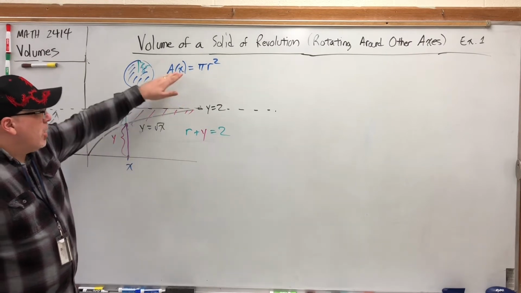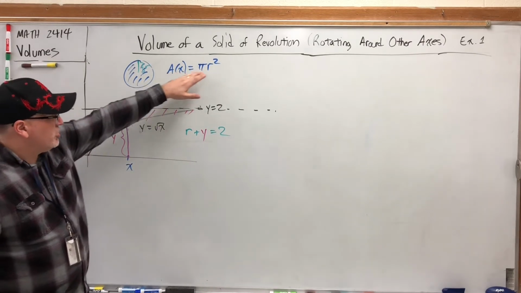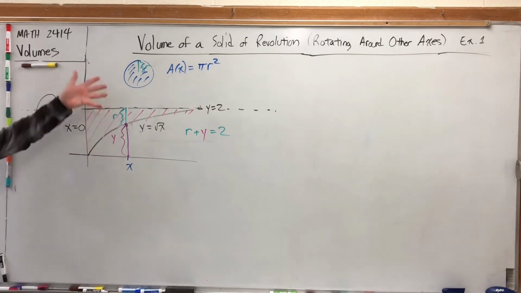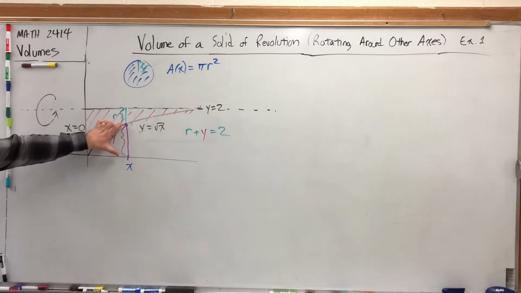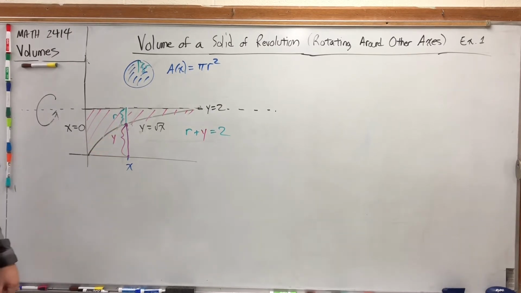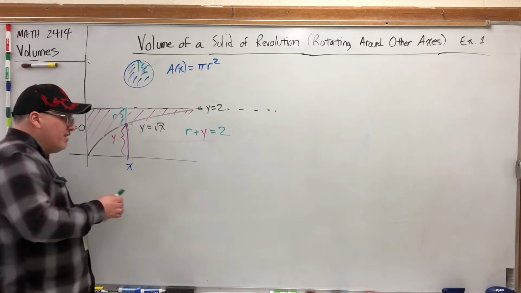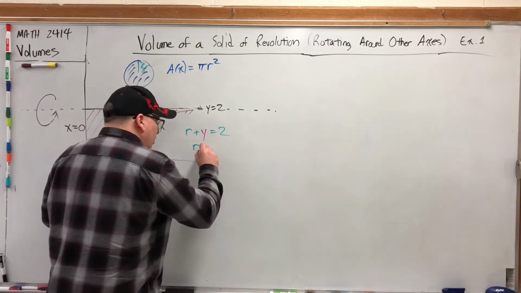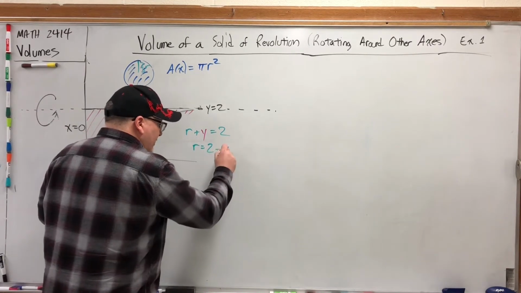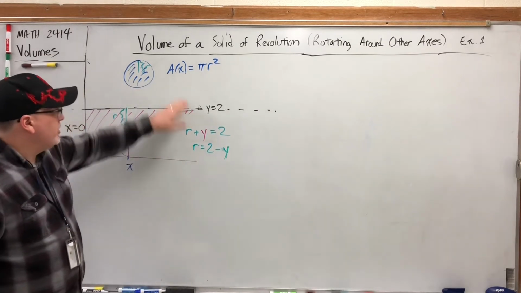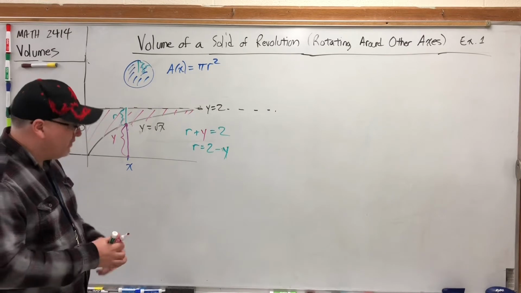We're trying to get our area as a function of x. It's currently a function of r. This equation that we formed by filling in this missing piece and calling it y gives us a relationship between r and y. If we solve this for r, we're going to get r equals 2 minus y. And although there's nothing wrong with that, it doesn't accomplish what we want. We want r as a function of x, not as a function of y.